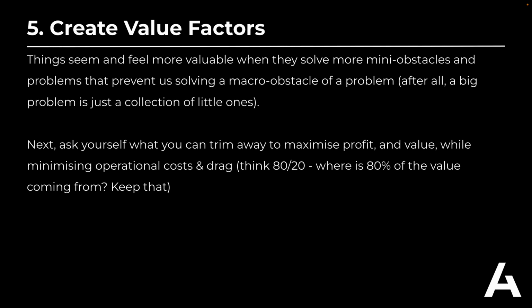Things seem and feel more valuable when they solve more mini obstacles and problems that prevent us solving a macro obstacle or problem. After all, a big problem is just a collection of little problems. Next, ask yourself what you can trim away to maximize profit and value while minimizing operational costs and drag. Think 80-20, where 80% of the value is coming from. Keep that. So number 6, reverse the risk, provide a safety net.